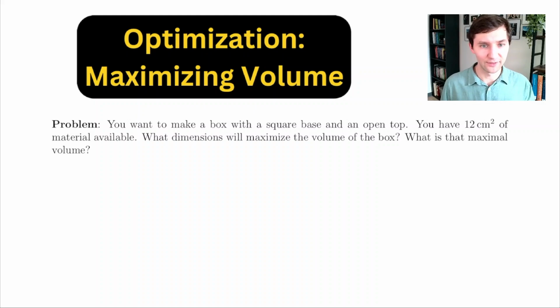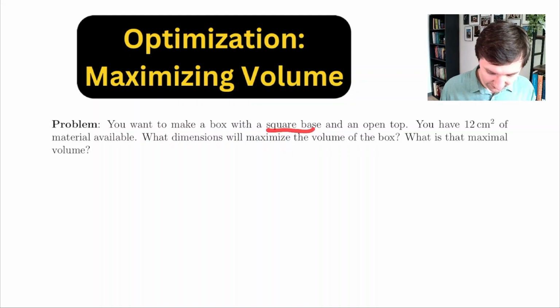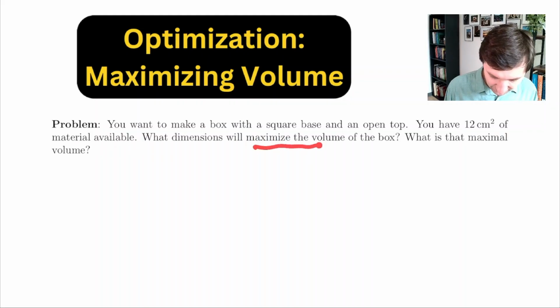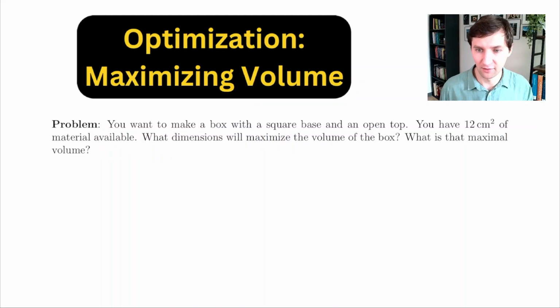Hi everyone. Let's solve an optimization problem involving a box. We must build a box with a square base and an open top. And we have 12 centimeters squared of material available. What dimensions will maximize the volume of the box? What is that maximal volume?